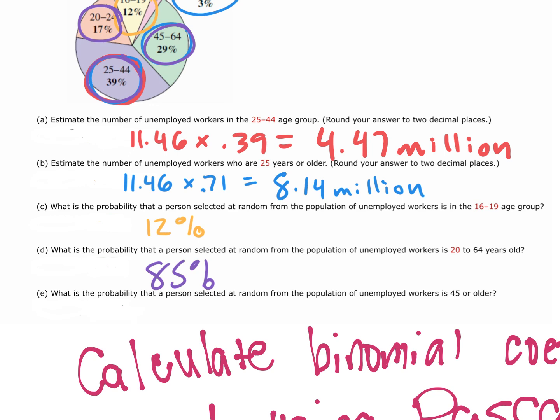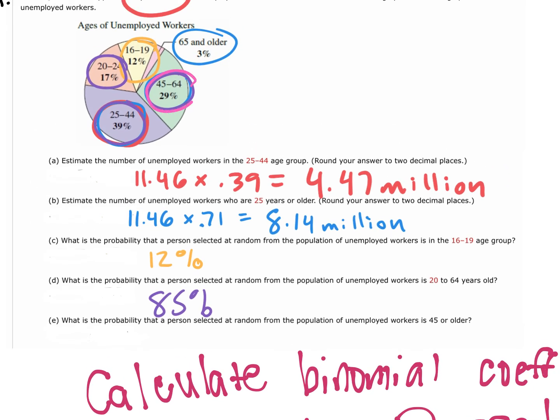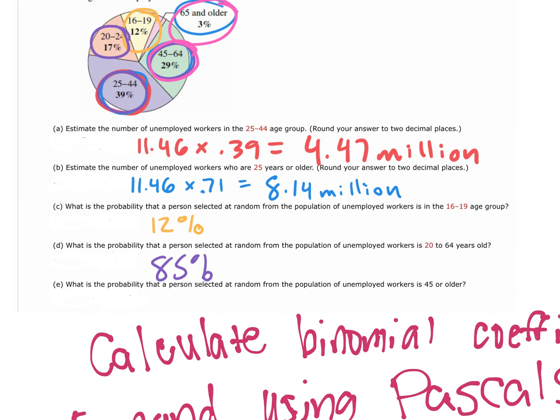And then E says, what is the probability that a person selected at random from the population of unemployed workers is 45 or older? So you have 45 or older here and here. So that'll just be 29 plus 3, so 32%.